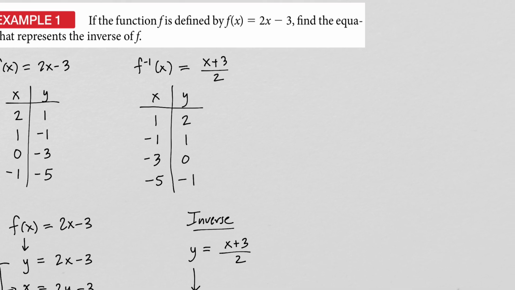So for example, when x is equal to negative 1, looking at this one right here, what do we get for f inverse of negative 1? Well, we're just going to plug negative 1 in here. So that's negative 1 plus 3 divided by 2, which is equal to 2 divided by 2, which is equal to 1. So notice that you do indeed get the number 1 here.